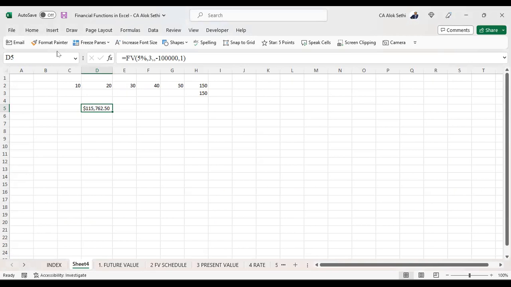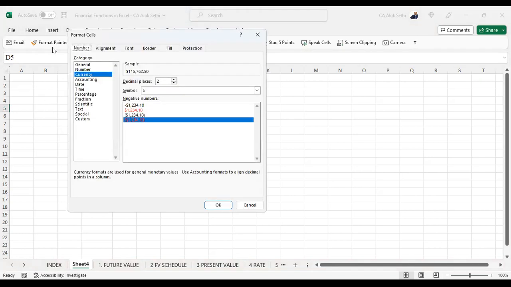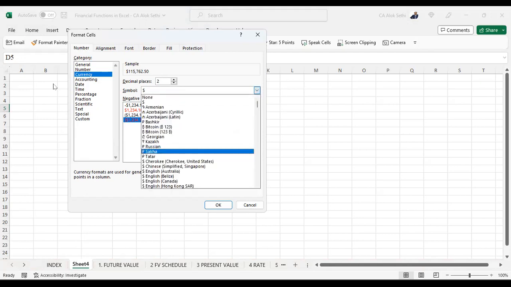So let's discuss this first. What you'll do is go to this cell and press Control 1. The format cells dialog will open. Here you can see a symbol. Can you see the symbol over here? Click on this and just look for INR, just look for the rupee symbol.